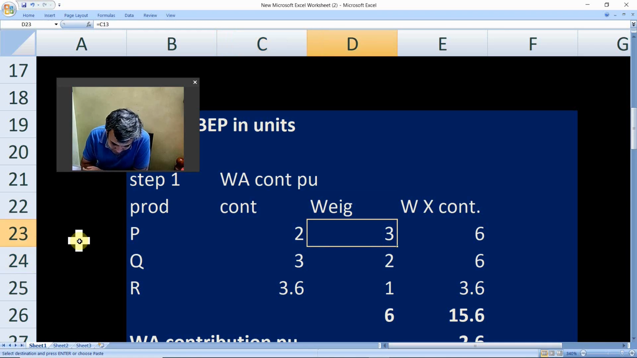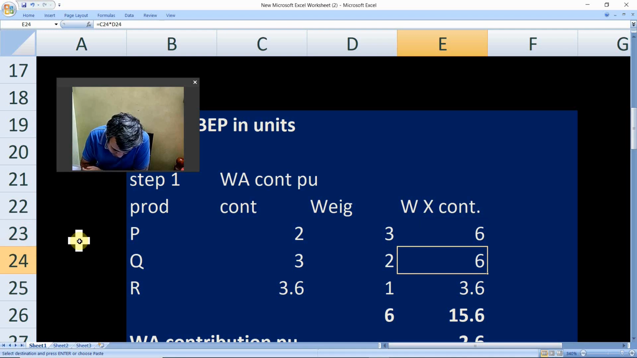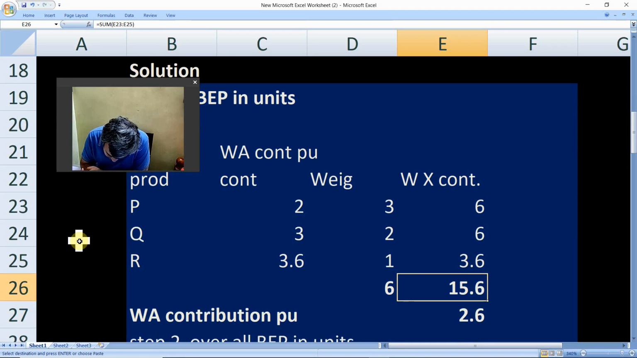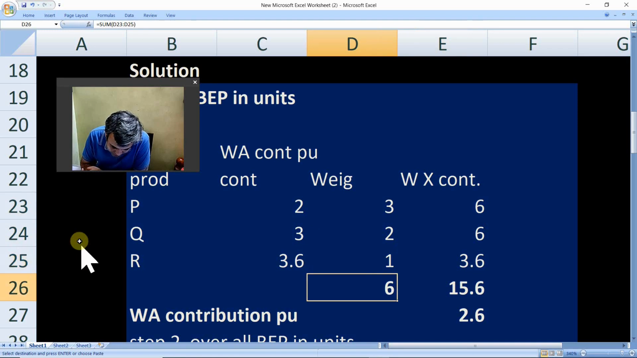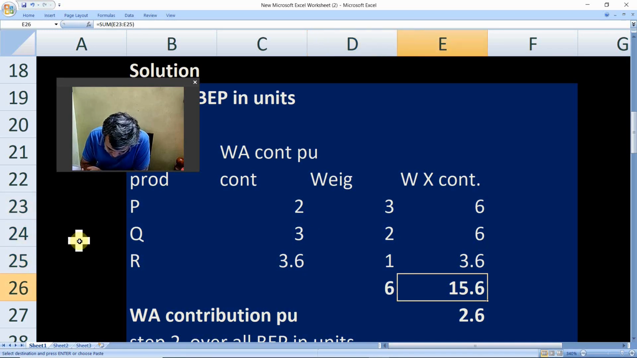Let's go ahead. The next column I have written is weights. The product mix I have taken as weights, 3 is to 2 is to 1. So weight into contribution: I have multiplied 2 into 3, 6. Then 3 rupees contribution, 2 is the product mix, 3 into 2, again 6. Last one, 3.6 into 1, 3.6. And sigma xw works out to 15.6. Sigma w is 6, the sum of weights.